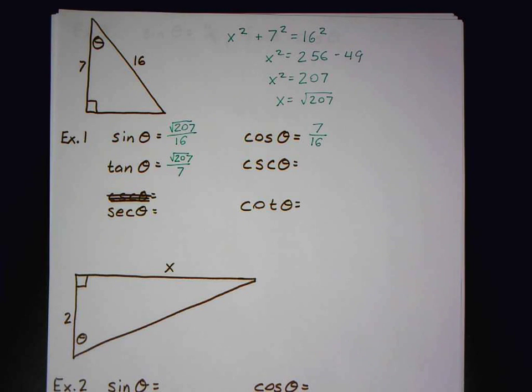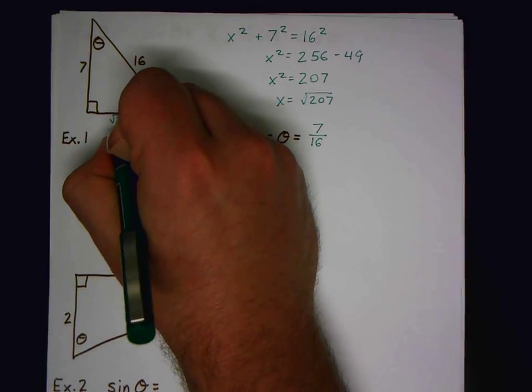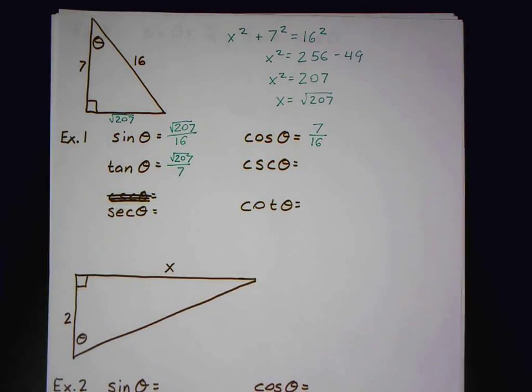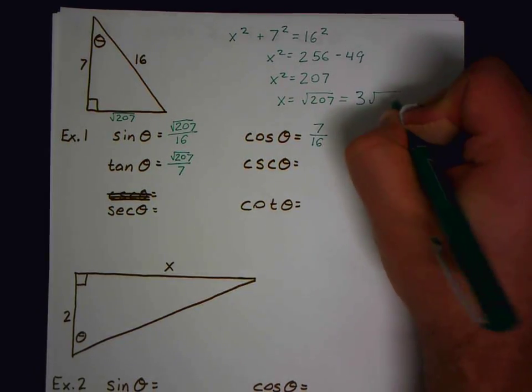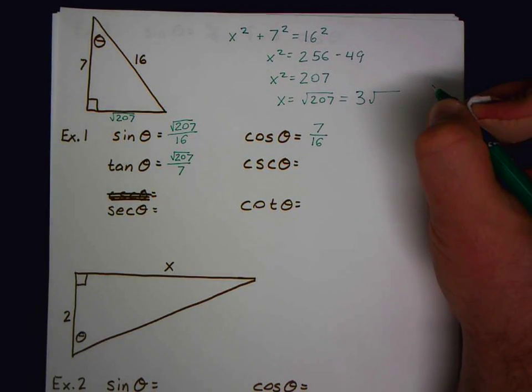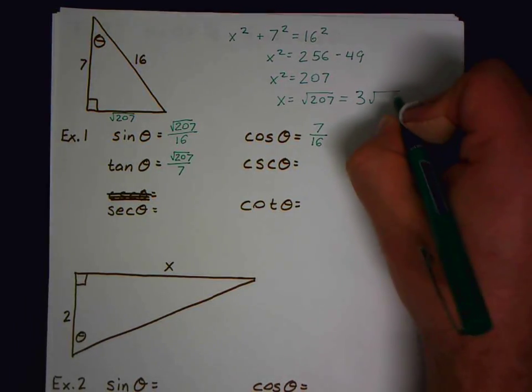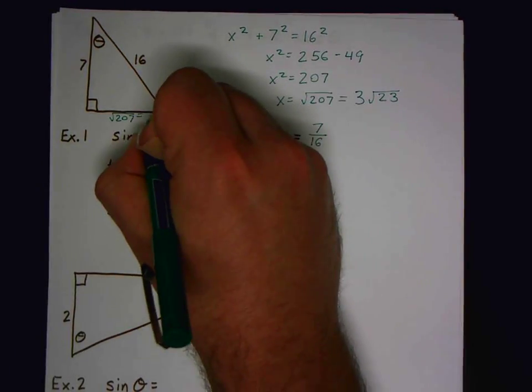Yes, that's what we're looking at. I meant to write that in there. Do we need to simplify it if it's on the top? Yes, cosecant is the reciprocal of sine. Now, I don't think 207 could be reduced at all, could it? It could be 3 radical 23? Okay, I'm sorry. So yes, we should have reduced it.